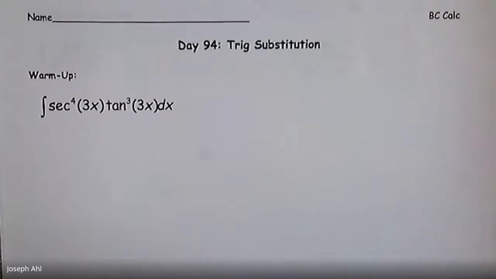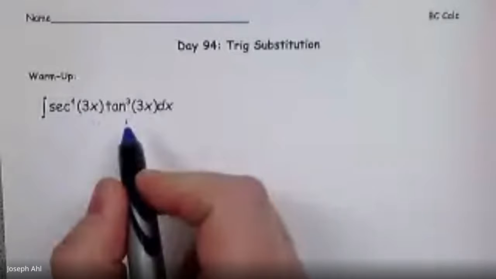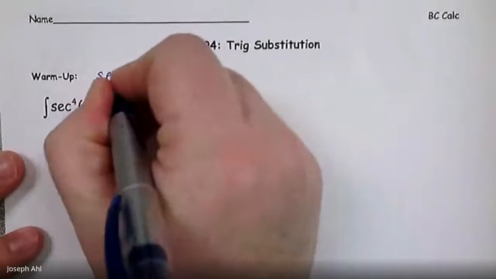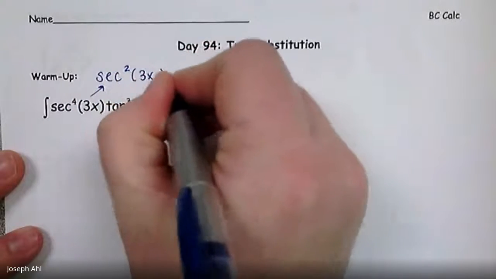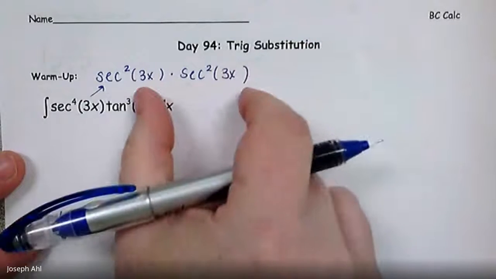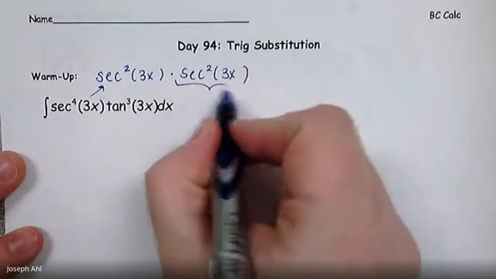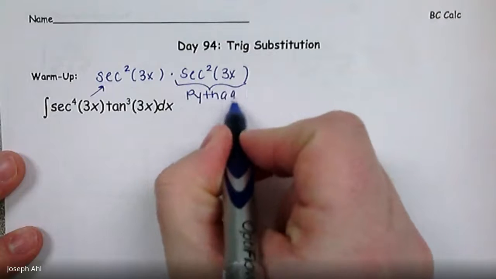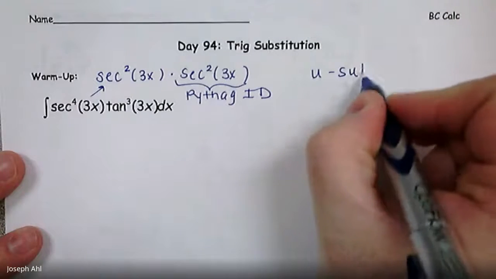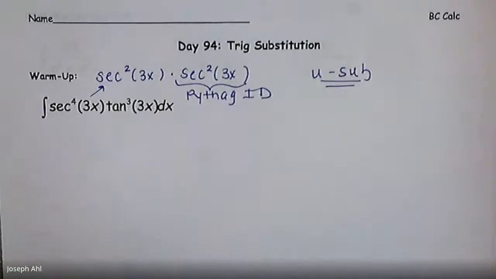If you do want a hint, keep listening, because I think the best approach here to integrate secant to the fourth of 3x and then tan cubed of 3x would be to break secant to the fourth into secant squared times another secant squared. Once you break it up into those two secant squareds, replace one with the Pythagorean identity, and then think about a good u substitution that's going to make sense based on what you have left.